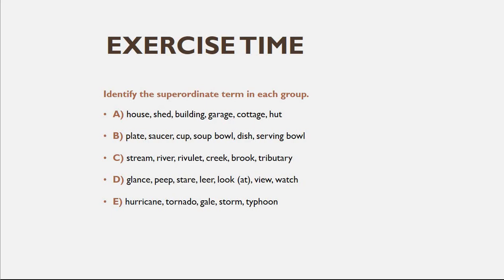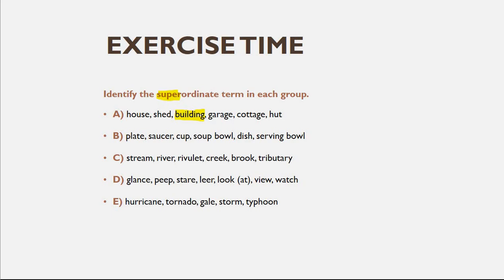So here your friends put an exercise time. Let's see the answer with me. You can stop the video yourself to give yourself some time, but now I will directly get into the answer. Identify the superordinate term in each group. The superordinate is the category name which includes the others. If we say house, shed, building, garage, cottage, hut, building here is the superordinate which includes all of them as hyponyms.